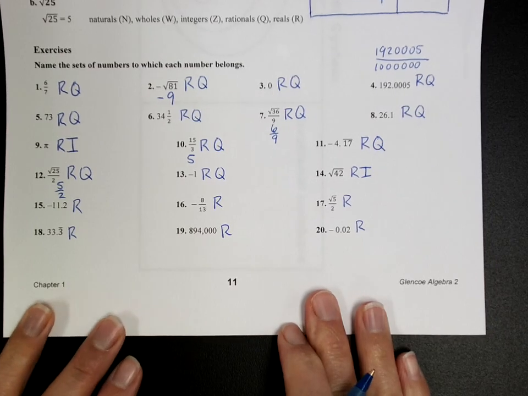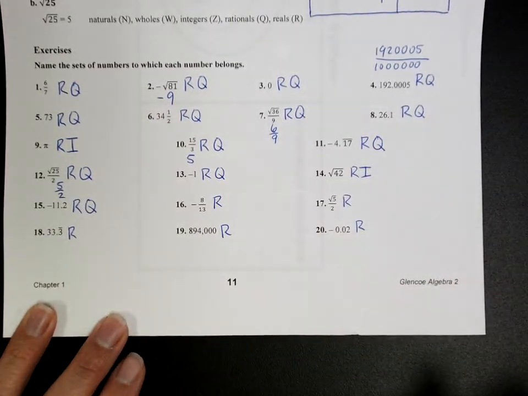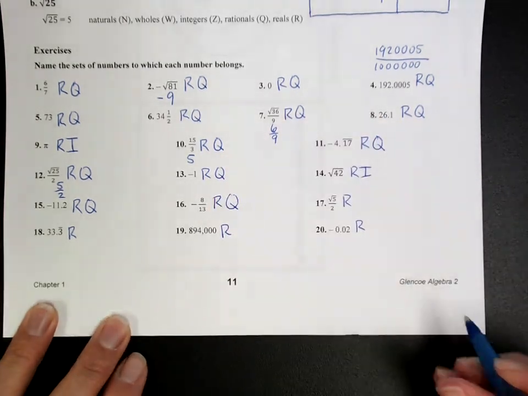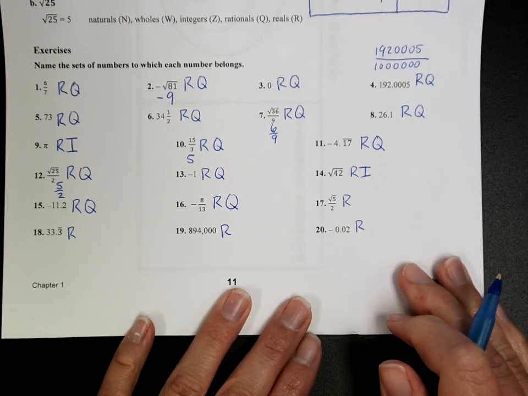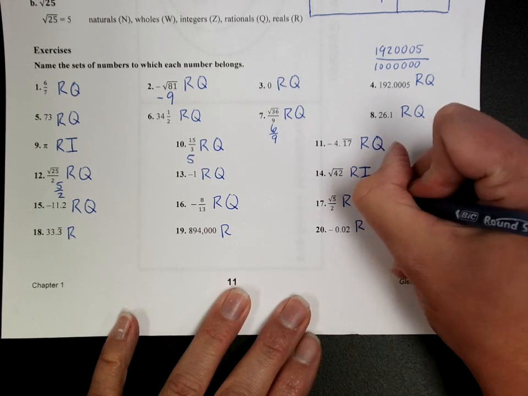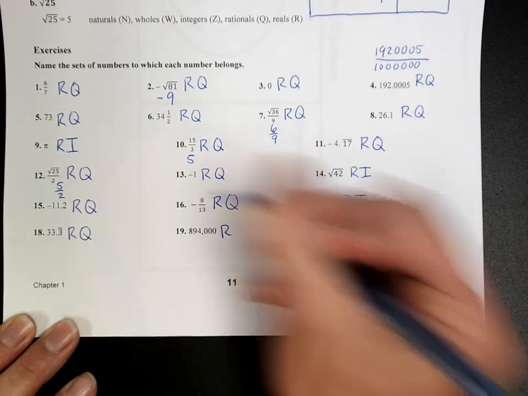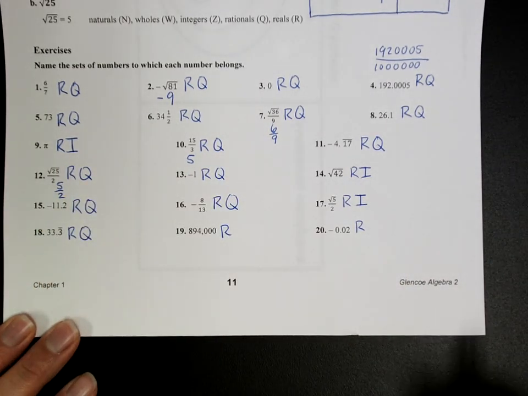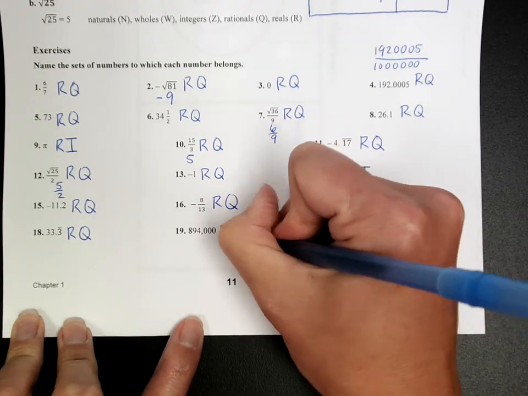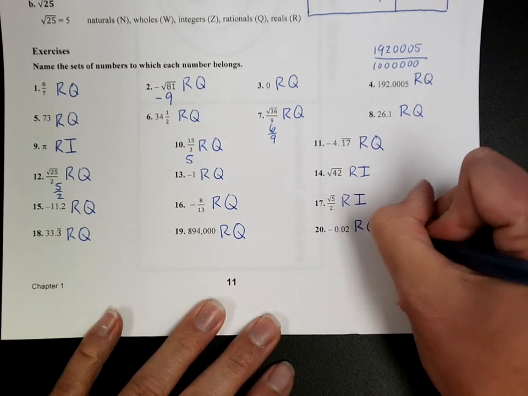Negative 11.2 also could be written as a ratio. Negative 8 over 13 is already a ratio. Square root of 5 over 2. Square root of 5 is another number. I do not know the square root of 5. This one's irrational. 33.3 repeated is a ratio. 894,000 could be written as a ratio. And negative 0.02 also rational.